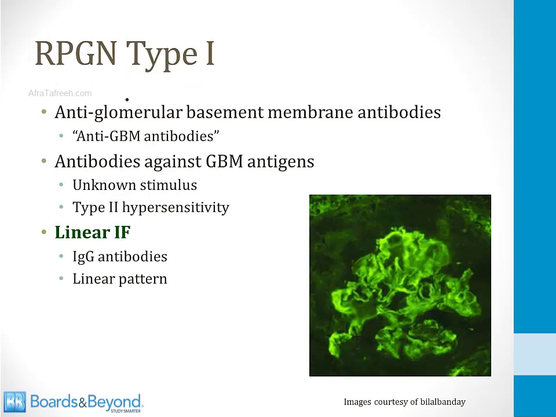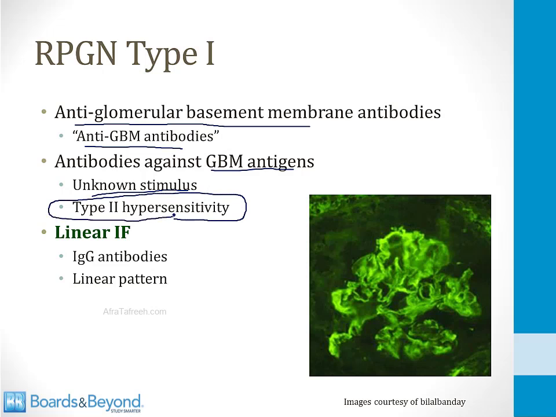This form of RPGN is the result of anti-glomerular basement membrane antibodies, or anti-GBM antibodies. This is an autoimmune process where antibodies are produced against basement membrane antigens due to an unknown stimulus. There's an important tie-in with immunology here. Because this process involves antibodies against tissue antigens, this is an example of a type 2 hypersensitivity reaction.